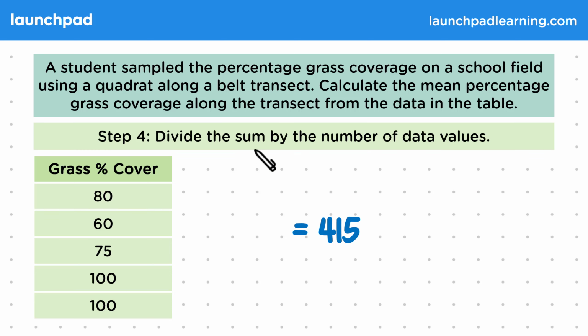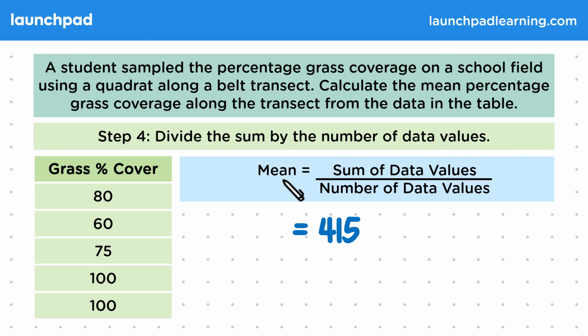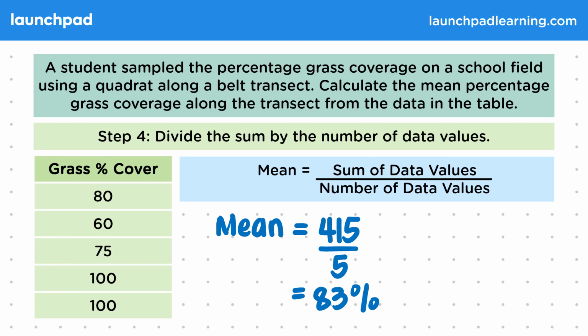Step 4, divide the sum by the number of data values. So remember that the mean is equal to the sum of the data values divided by the number of data values. So in this case, the mean is 415 divided by 5. This equals 83%. The units in the answer that you give for your mean should be the same as the data values that you used.